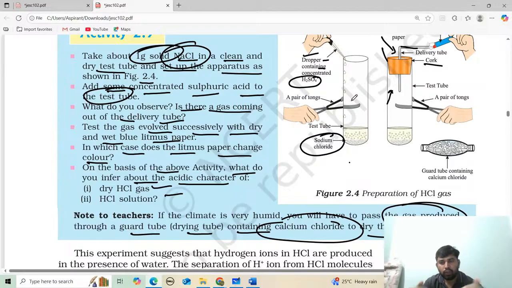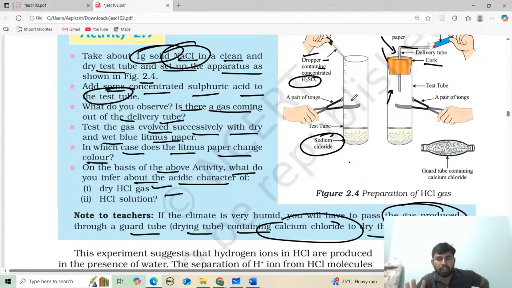Now, in the same activity, the same HCl gas is passed through wet litmus paper. Wet litmus paper means that along with the litmus paper there is H2O also, which makes the HCl react and form H plus ions, or H3O plus ions, hydronium ions, which are responsible for the acidic character and the color change of the indicator. That's why in the second case, HCl shows its acidic property due to the production of hydronium ions.